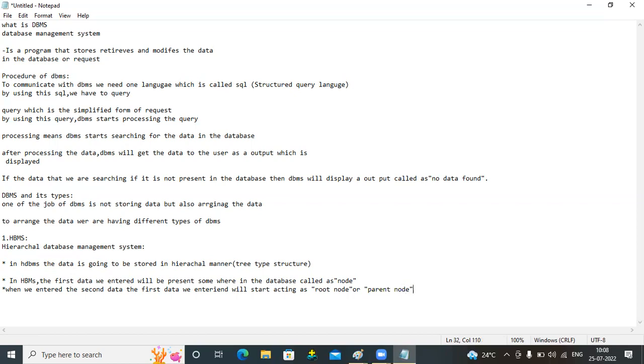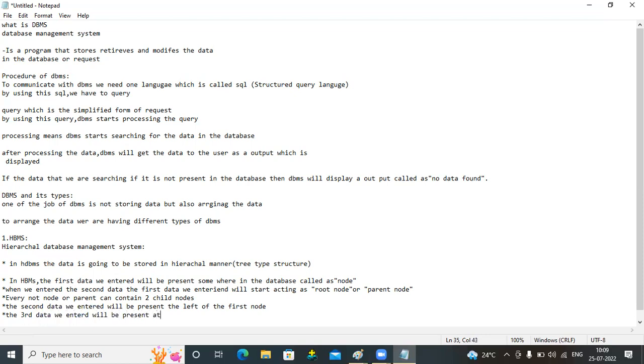It is a very important topic, an easy topic and a little bit confusing topic. Once you have understood this concept, it will be very easy. So every root node or parent node can contain two child nodes. Next point, the second data we entered will be present at the left of the first node. Remember this, it is an easy concept. The third data we entered will be present at the right of the first node.